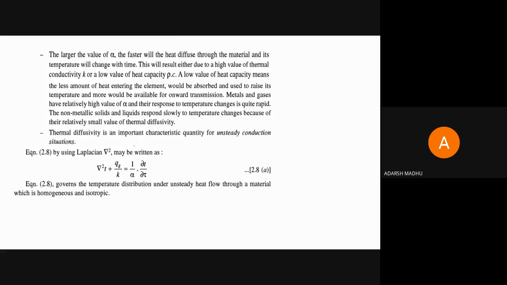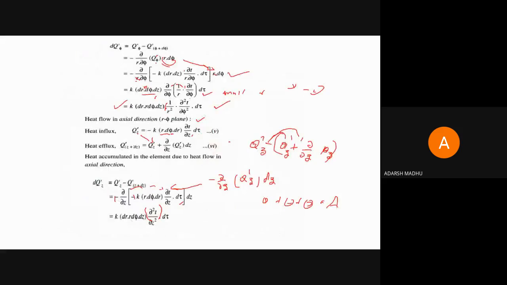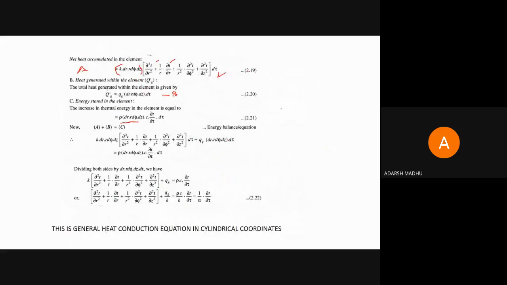Mass: density is equal to mass by volume. So mass is equal to density into volume, and density is termed here as rho, and volume is dr r d phi dz, and into specific heat capacity defined as C, and temperature difference is dou T by dou tau. For a small time interval we are taking d tau, and into d tau, the term d tau.